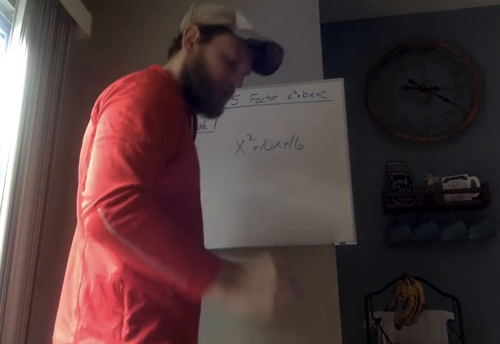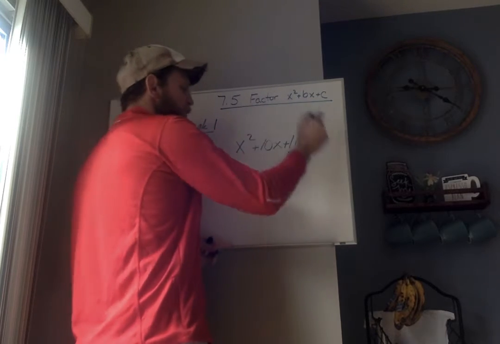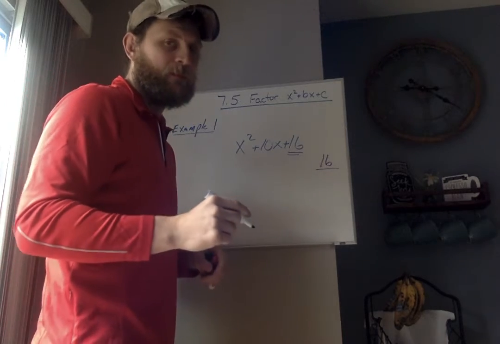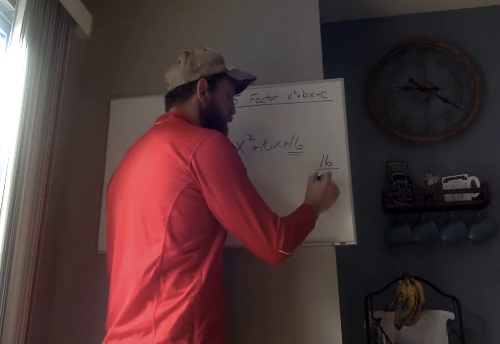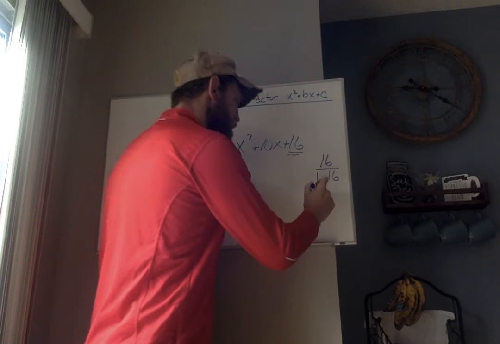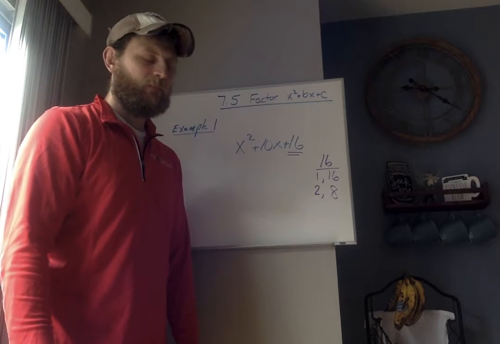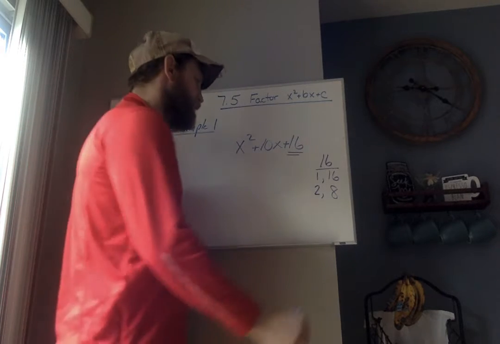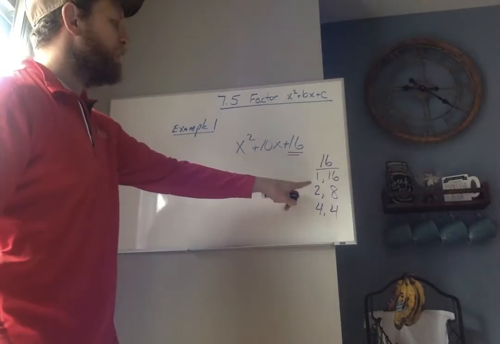So the first thing we need to do is focus on this last number. And since we're talking about factors, who can give me two factors of 16? Yes, Eric, 1 and 16. Any others? Tina? 2 and 8. Joe? Yes, Joe. 4 and 4. All right, so we got all of our factors here. 1 and 16, 2 and 8, 4 and 4.